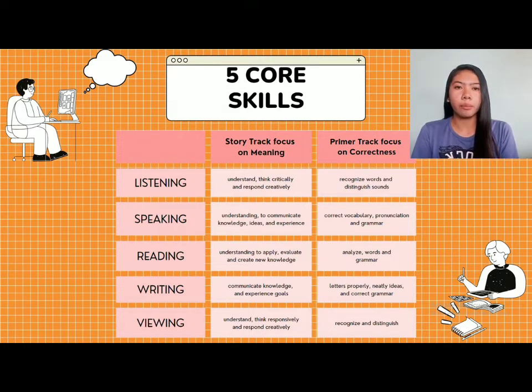Fourth is writing. They write in order to communicate their thoughts, ideas, goals, and experiences. To emphasize the accuracy of writing, they form letters properly and neatly, spell the words correctly, and use correct grammar. Lastly, the viewing. In order to understand what they view, it is important to think responsibly and creatively. And for accuracy, they recognize and distinguish print and non-print materials and are able to critique the materials objectively.